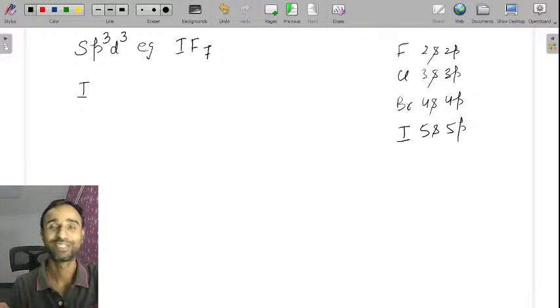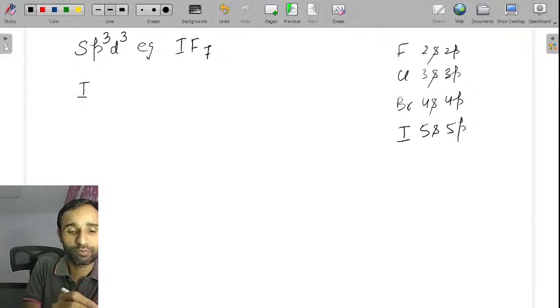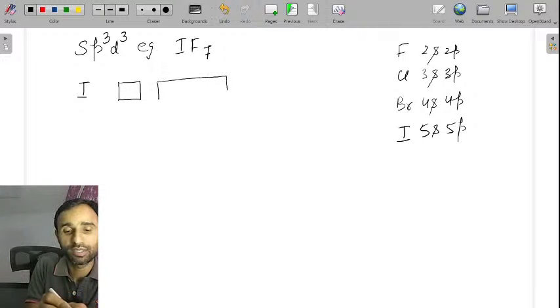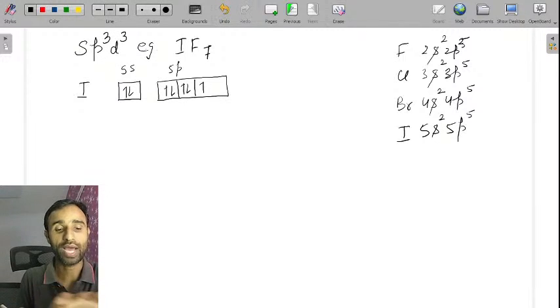So, look, in iodine, you know, iodine has 5s2 and 5p5. Right? Because you know fluorine is 2s2 2p5, chlorine is 3s2 3p5, so bromine is 4s2 4p5, iodine is 5s2 5p5. That's it, right? So from that we should know the configuration of iodine.